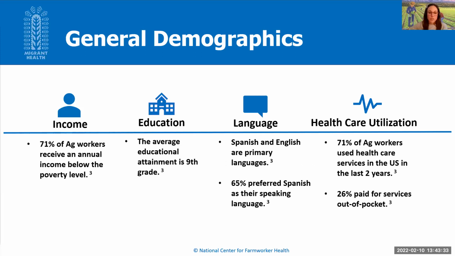Looking at healthcare utilization, the data shows that 71% of ag workers used healthcare services in the US in the last 2 years. 26% paid for services out of pocket, 16% paid using personal or family insurance plans, and 24% used Medicaid or Medicare, and roughly 11% were not charged for their visit.